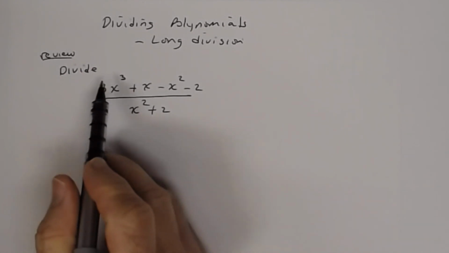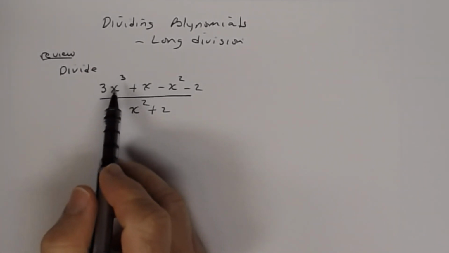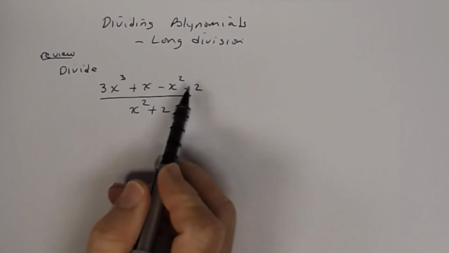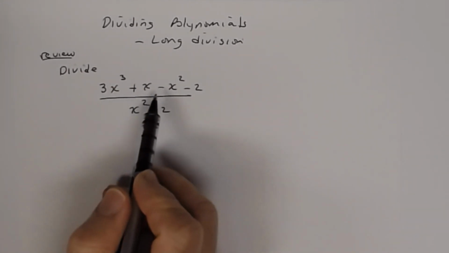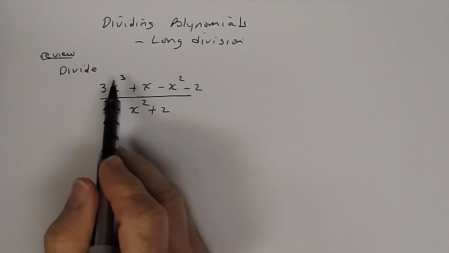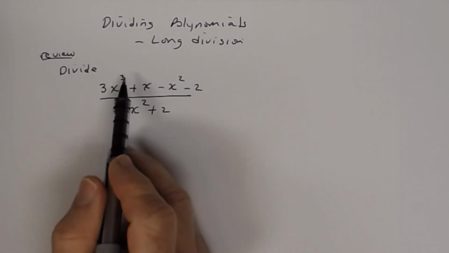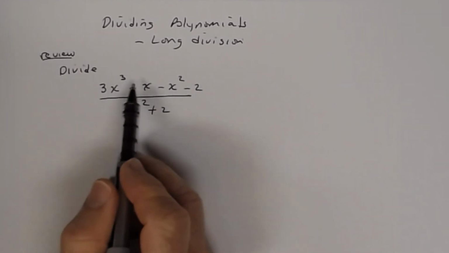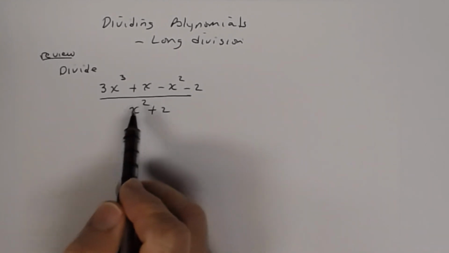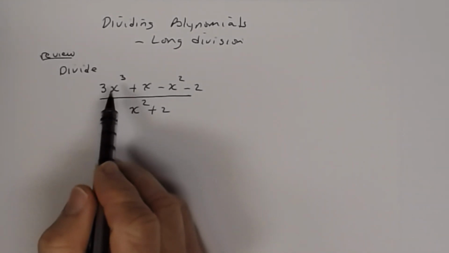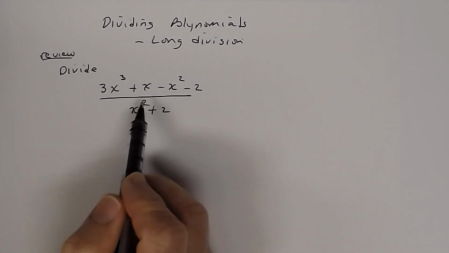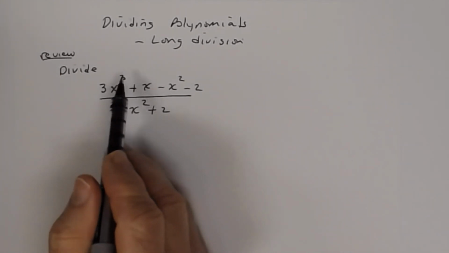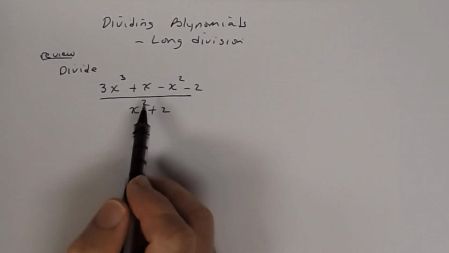If you are dividing two polynomials, and the degree of the numerator, so notice the degree of this polynomial is 3. Whenever you have a polynomial with just one variable, the degree would be the largest exponent. So the degree of this polynomial is 3, and for this polynomial the degree is 2. So the degree of the numerator is greater than or equal to the degree of the denominator, since 3 is greater than or equal to 2.